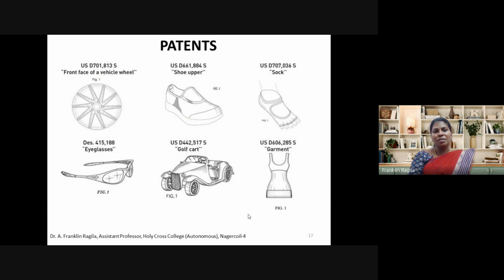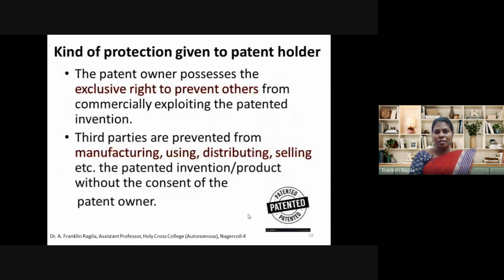And these are the examples for patents. The first picture is the front face of a vehicle wheel. Second one is shoe upper. Third one is socks. Fourth one is eyeglasses. Fifth one is golf cart. And the sixth one is gamut. These are the general things that are patented.